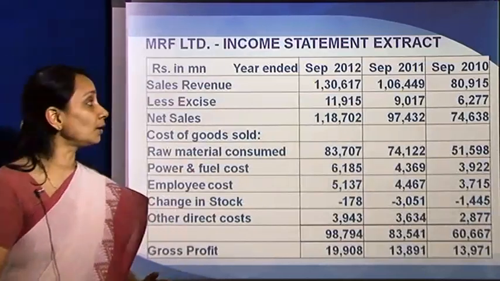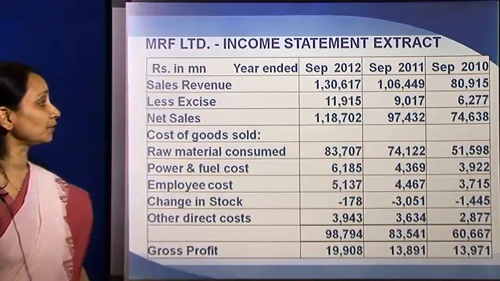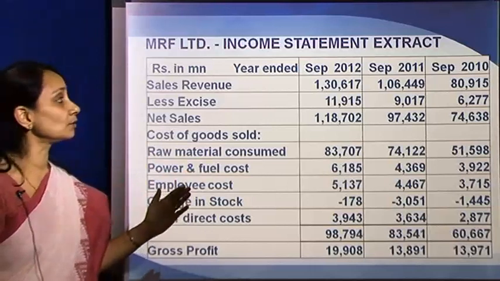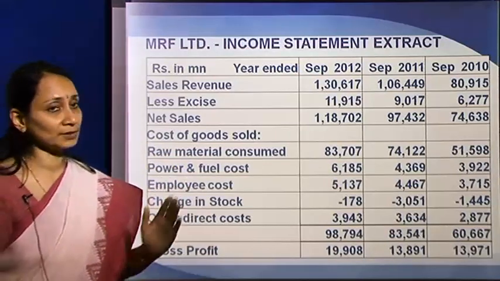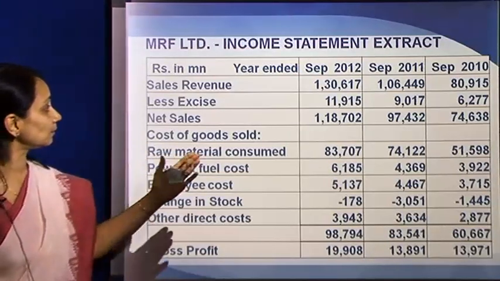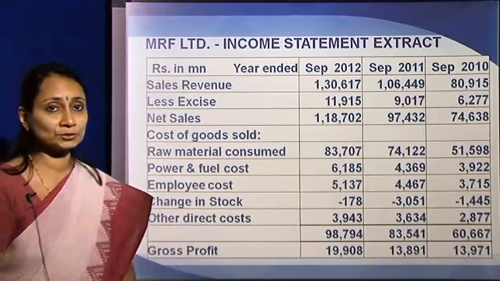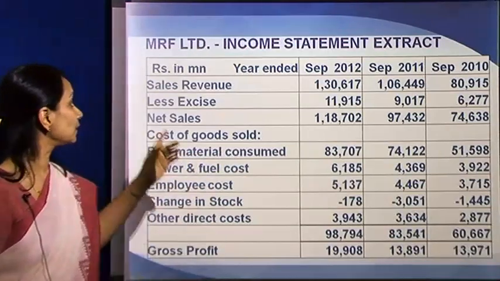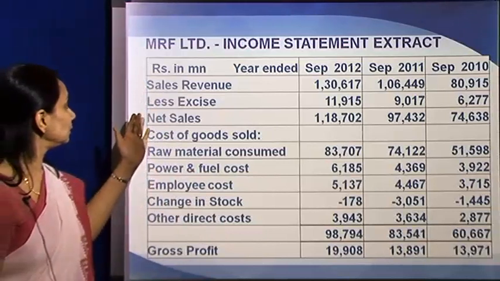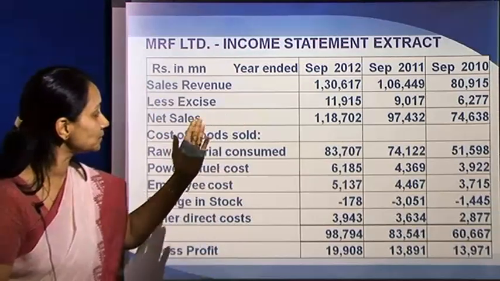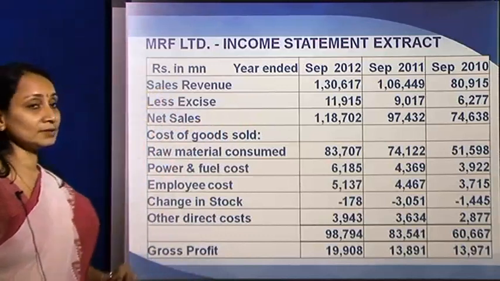Now let's look at how the net profit is being calculated in a real life company. We are taking the example of MRF Limited, and this is the extract of the income statement of MRF. Now we have taken the statement for 3 years, that is we are looking at the figures for the year ending September 2010, September 2011 and September 2012. Now these figures are rupees in million. So let's have a look at it. You can see the sales revenue for 3 years. You have excise which needs to be reduced, leaving us with net sales.